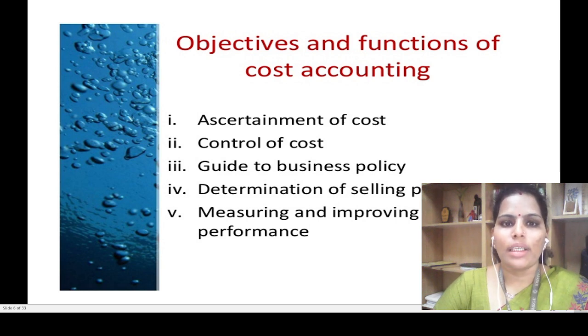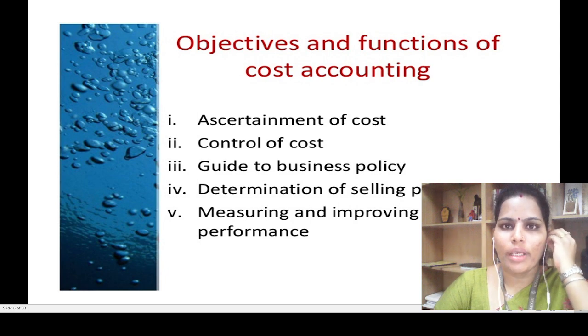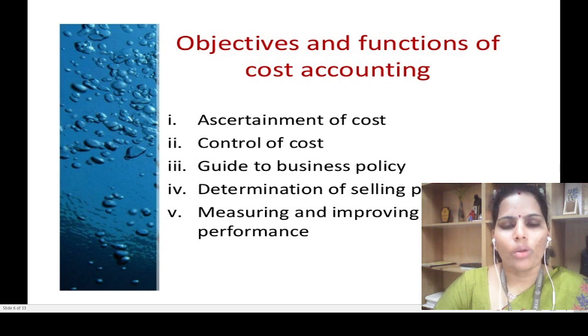Next, we will see what the objectives of cost accounting are. The first one is ascertainment of cost. Why do we have to do it? It is very important. If you want to fix the price for the product, the first thing you should know is the cost, because cost plus profit is equal to selling price, right? So ascertainment of cost is very important. You have to calculate the cost. That is the first objective of cost accounting.